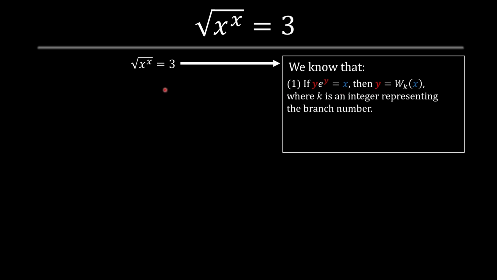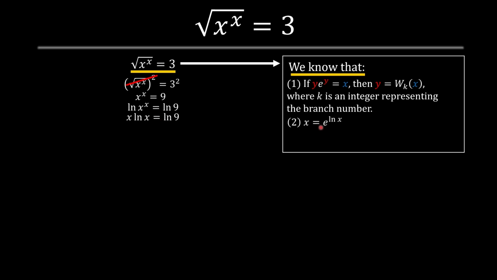The first step requires us to square both sides of the equation, to get rid of the square root. Once we get rid of the square root, we have x to the power of x equal 9. We have to apply ln on both sides of the equation. Then we're going to drop this x to the bottom over here.